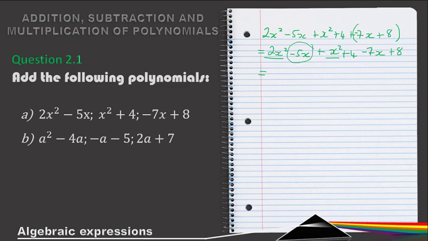These are my x terms, and then this is my constants. Okay, so 2x squared plus x squared is 3x squared. Then minus 5 minus 7 is negative 12x. And 4 plus 8 is plus 12. Okay, so that was A. Then B, I'm going to list them underneath each other. So a squared minus 4a, then minus a minus 5, and then 2a plus 7.